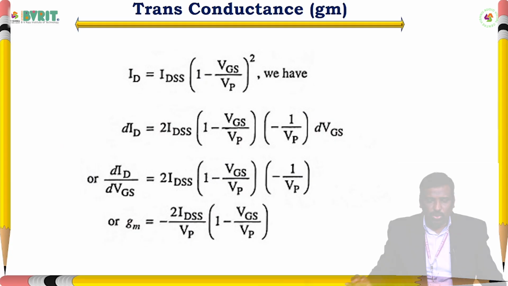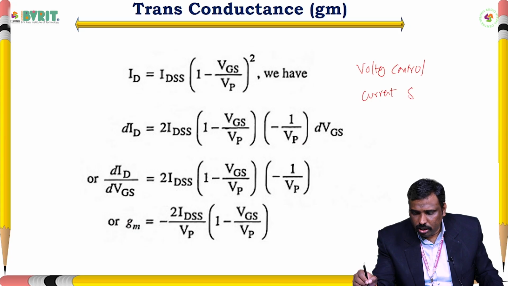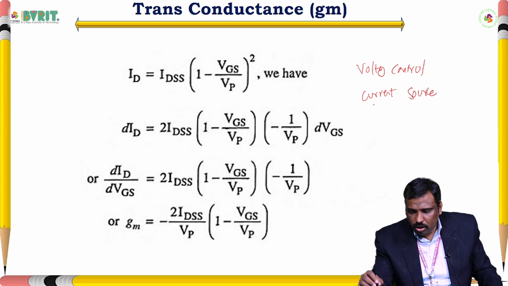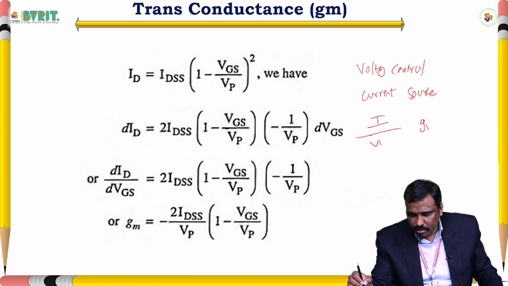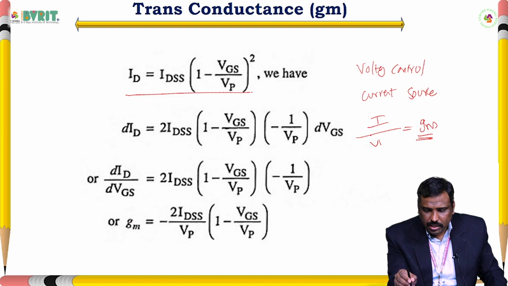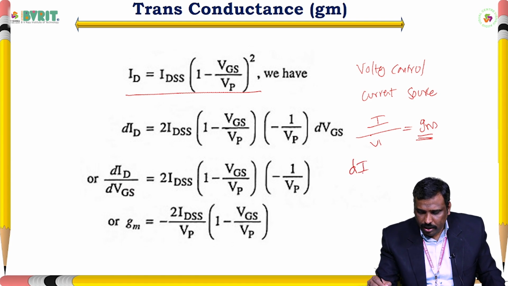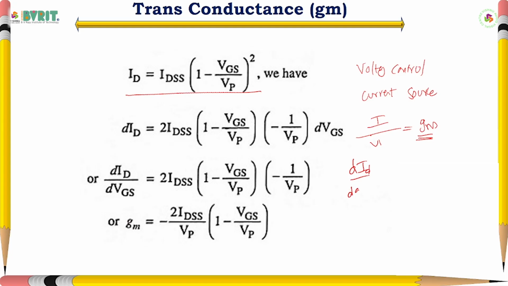Finally, we already discussed that it is a voltage controlled current source. The output current is controlled by the input voltage. So the output is current, the input is voltage. Then it is called transconductance. How to calculate this transconductance? It can be calculated from the basic equation ID equals IDSS into (1 minus VGS by VP) whole square. So we want dID by dVGS.